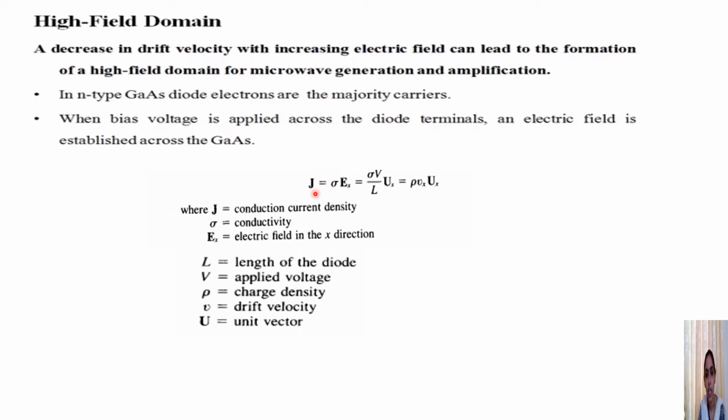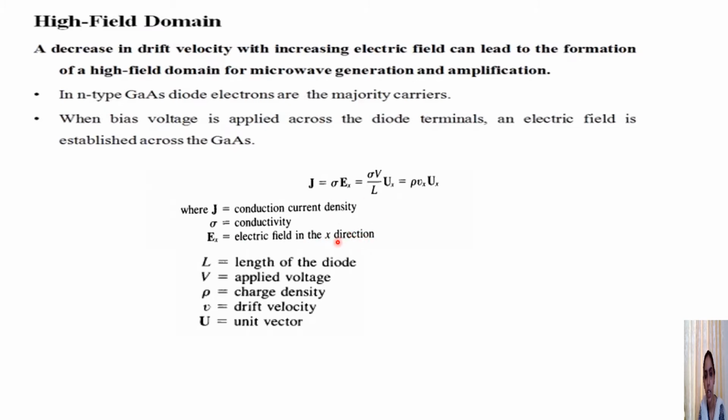Again, an expression is written. This expression is applicable only prior to the application of the threshold electric field, that is, initially, what is the conduction current density. When we apply a bias voltage across the diode terminals, an electric field is established across the gallium arsenide. So the current density J can be given as sigma into Ex, where sigma is the conductivity and Ex is the electric field in the X direction.